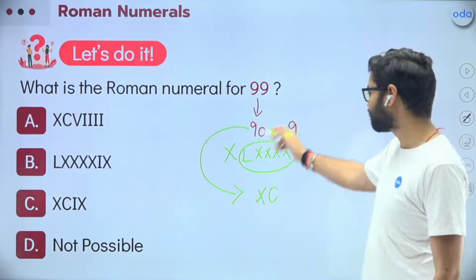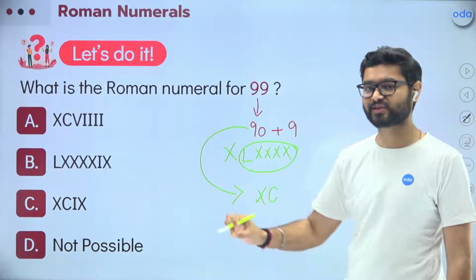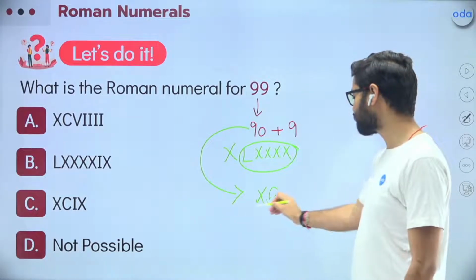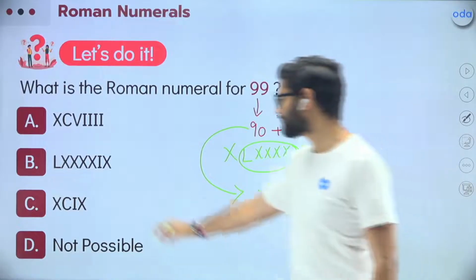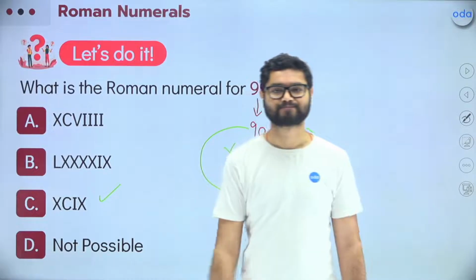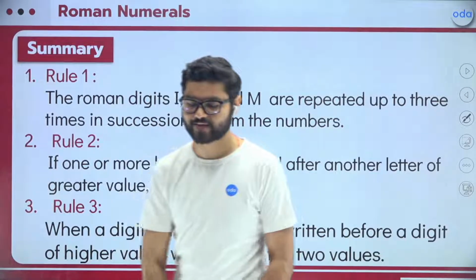If 90 as 50 plus 40 is not working, I will take 100 minus 10, which is XC. And this 9 will be IX. So it is XCIX, option C.